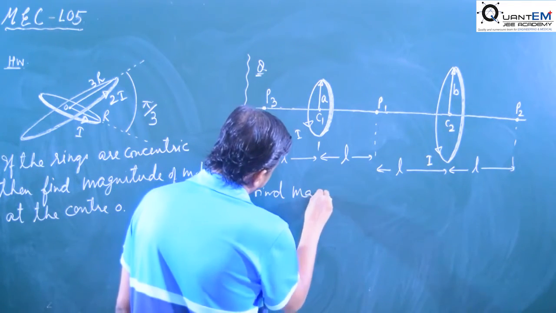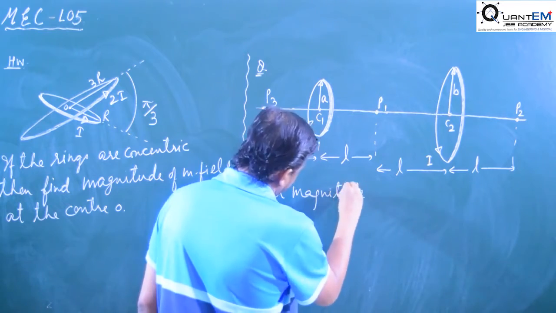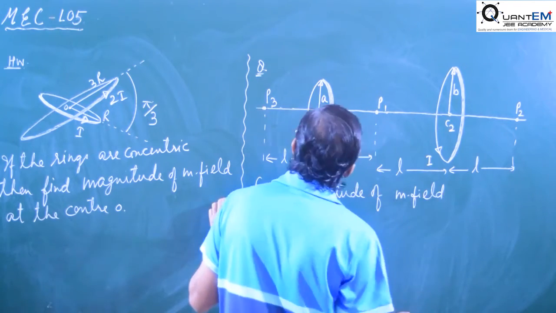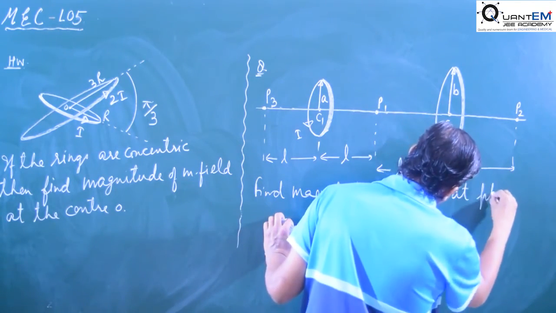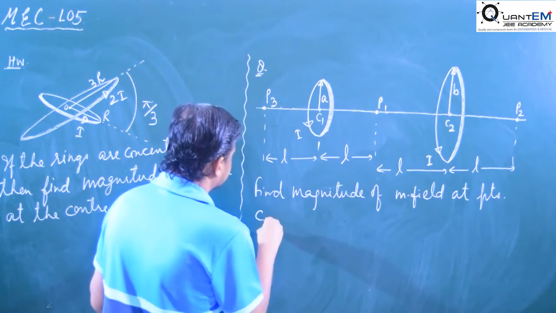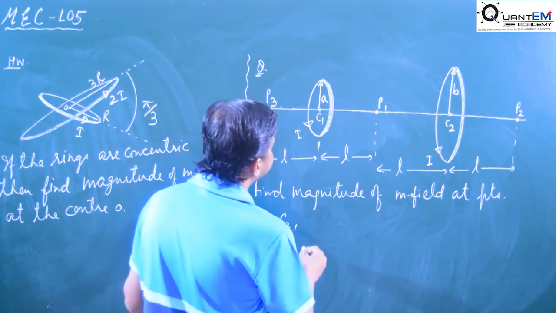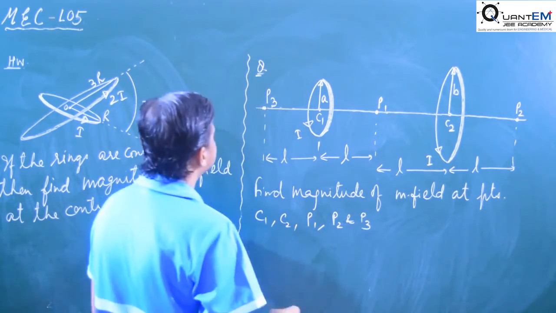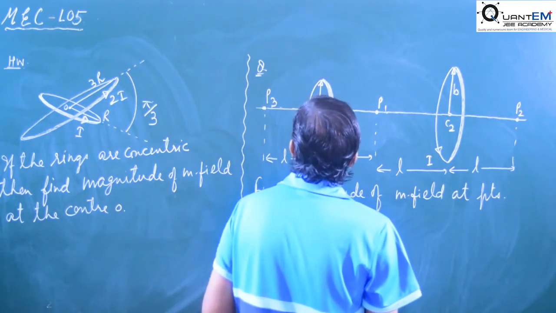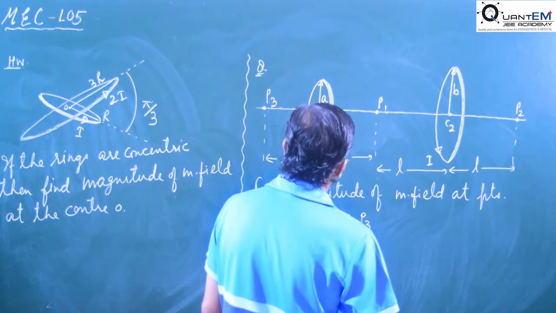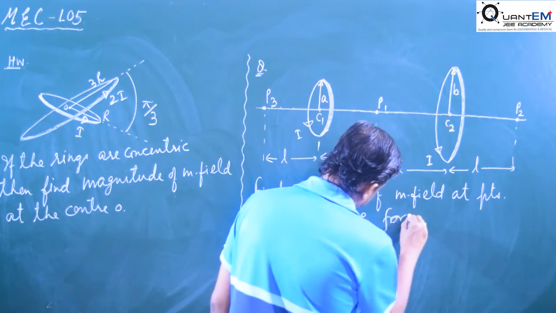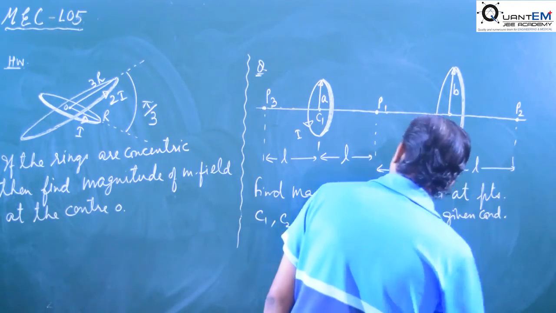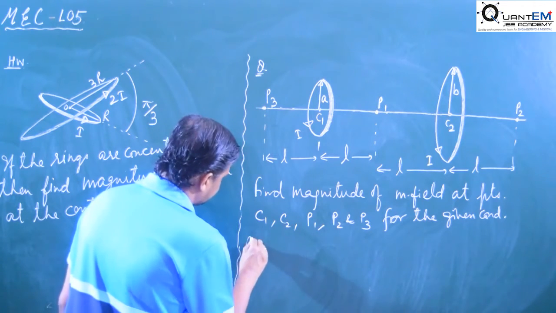Now you have to find the magnitude of the magnetic field at points C1, C2, P1, P2 and P3 for the given condition.